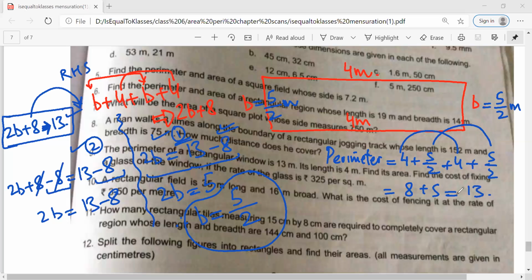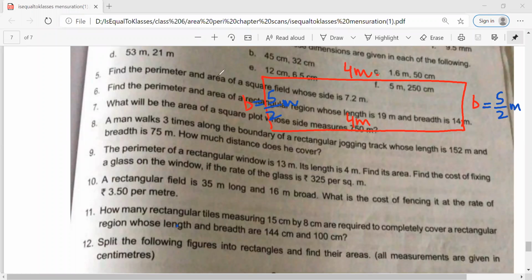Any doubt? Mr. Sarthak? No, sir. Mr. Satya? No, sir. So on solving, I have got the breadth to be 5 by 2 meter, 5 by 2 meter. Now the second, I can find the area. Area would be equal to 4 into 5 by 2 is equal to 10 meter square. Mr. Sarthak, any doubt?